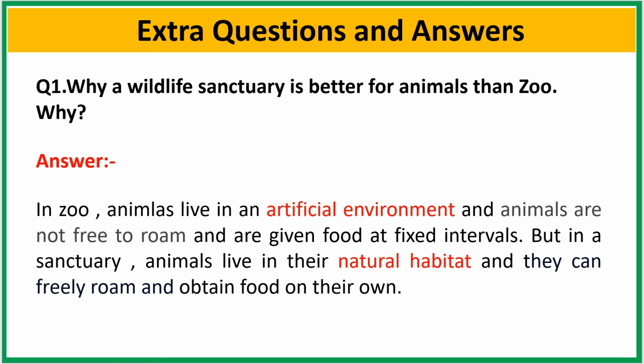Answer. In a zoo, animals live in an artificial environment, which means animals are not free to roam here and there. Also, they are not able to hunt and eat their food. Instead, they are given food at fixed intervals. But in a sanctuary, animals live in their natural habitat, which means they can freely move here and there and also obtain food on their own.